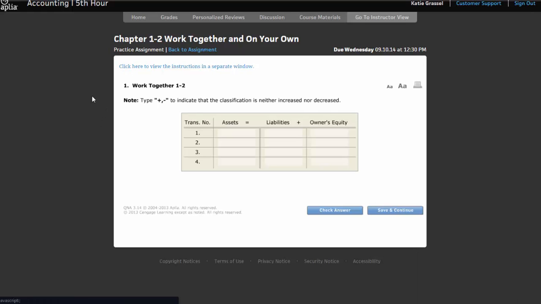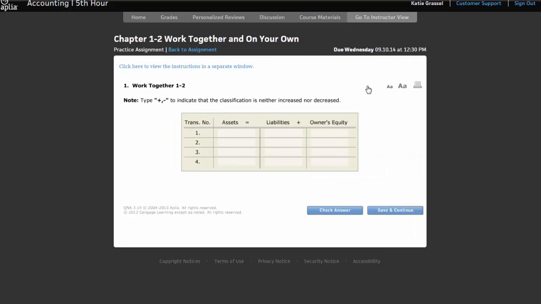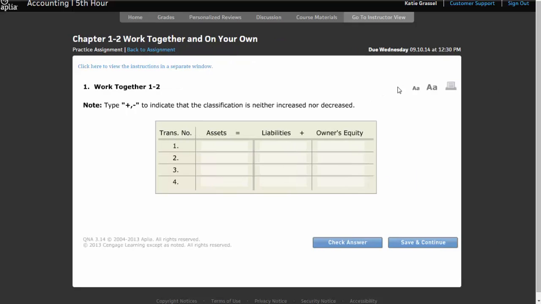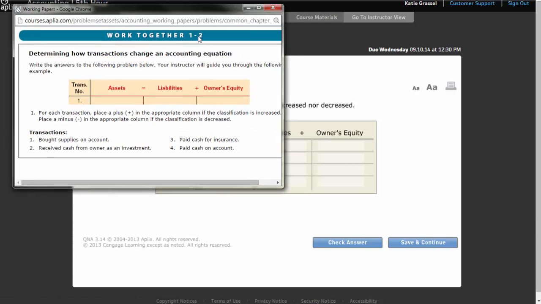While it's loading, you will again notice on the right-hand side we have this option to increase or decrease your font size. So if you needed to make it a little bit smaller to fit things on your screen, you may do that, or a little bit larger to make it easier to read. Either one is fine, but you have that button. You also will find the directions right here, so I'm going to go ahead and launch those directions.